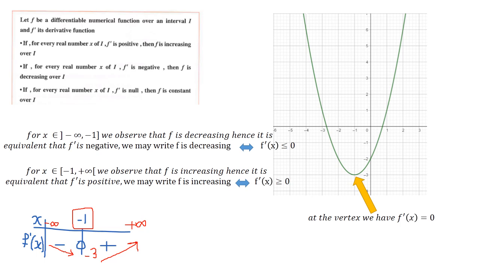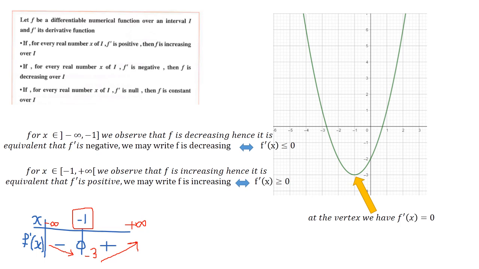As you can see on the graph, this graph is decreasing from minus infinity to a certain point, then it increases to plus infinity. So we say that f is decreasing from minus infinity to minus 1. For minus infinity to minus 1, we observe that f is decreasing, then the derivative is negative. So if I have a figure, I can tell if the derivative is negative or positive, and if I have the derivative, I can tell that the function is decreasing or increasing.